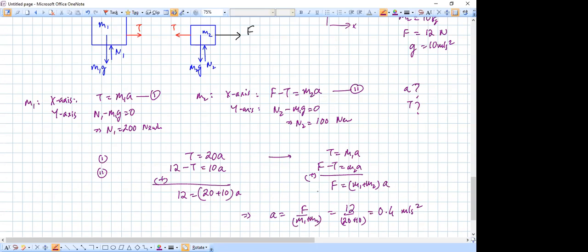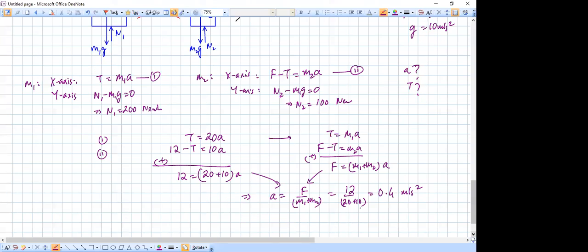So whether you take from this equation or from this equation, it's one and the same thing. And then you substitute this acceleration back in which equation? In equation 1. So substitute. So acceleration is coming out to be 0.4 meters per second square.